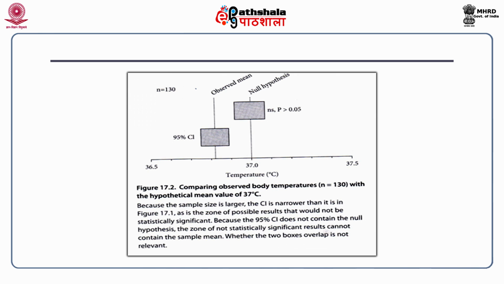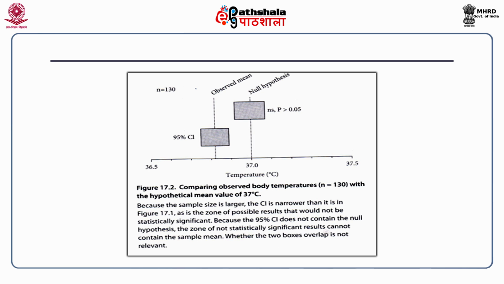In the next slide you can see the comparison of the observed body temperature when you increase the n. In the earlier problem n was only 12, in this problem n is 130, so n has drastically increased. So naturally you will get a narrower CI width, right, the confidence has increased, right.